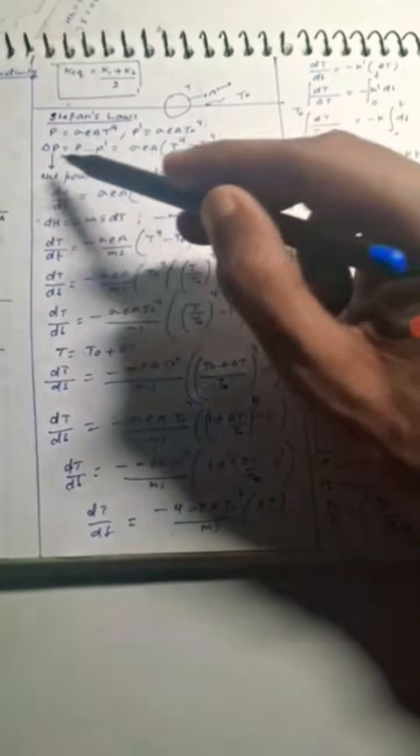Using the concept of equivalent, we can say that K equivalent will be (K1 plus K2) by 2. Then is a derivation of Newton's law of cooling. Suppose a body is at a temperature T and its surrounding is at T naught. So the body will absorb heat at the rate this and it will release heat at a rate this. So the net power radiated comes out to be this.